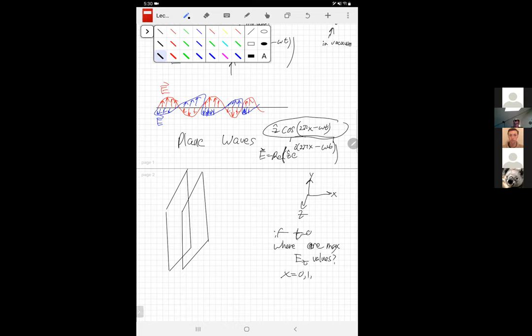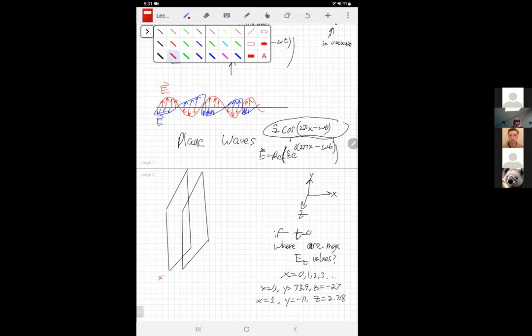So x equals 0, 1, 2, 3, etc. Does it matter what the value of y is? If we were at, say, x equals 1, y equals 73.9, is it a peak? Yeah. Even if z is minus 27? Yeah. And again, if x is 1 and now y is, I don't know, minus pi and z is equal to 2.718, is it a maximum? Yeah, you still have a maximum.